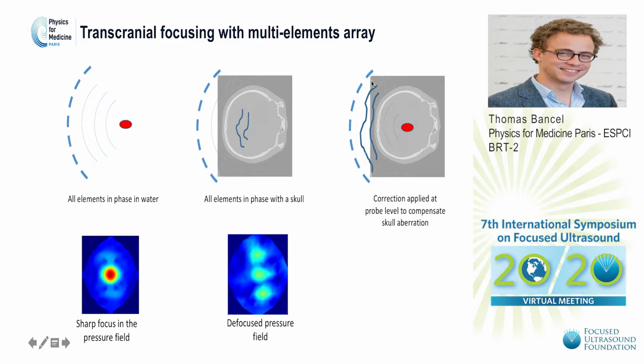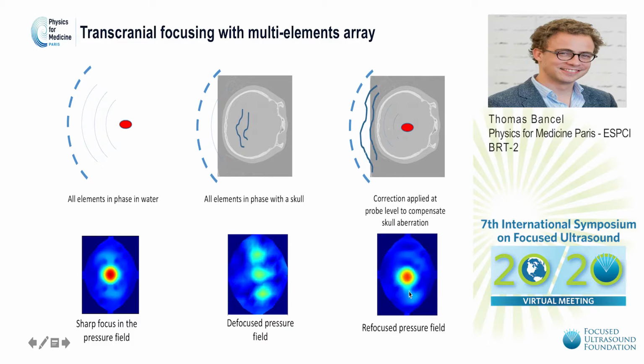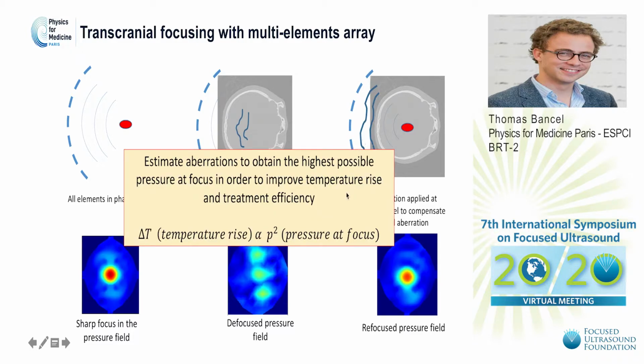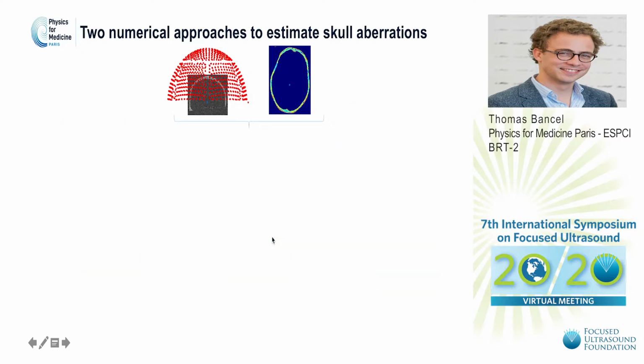The idea is to compensate the effect of the skull by estimating the aberrating effect of the skull in order to, after passing through the skull, restore some pressure and treat the desired brain region. It's very important to estimate as best as you can the phase shift here, because it will impact the pressure at focus, and it will impact the temperature rise and the treatment efficiency, because the temperature rise is proportional to the pressure squared.